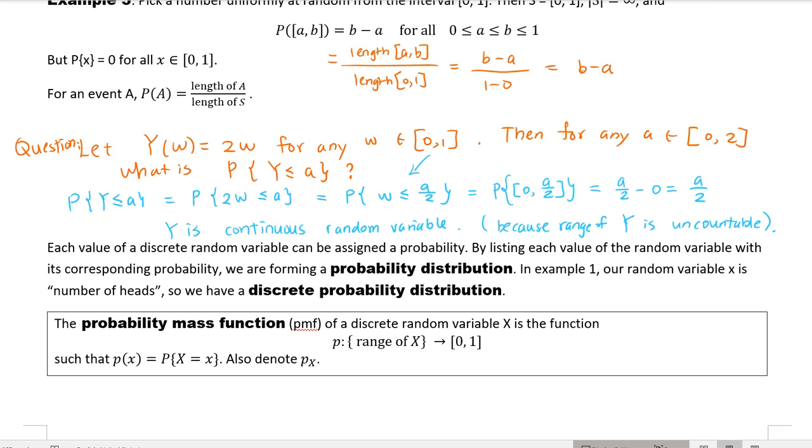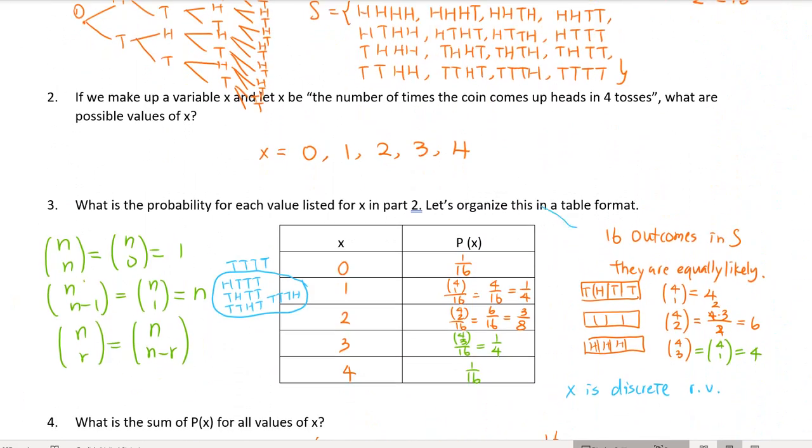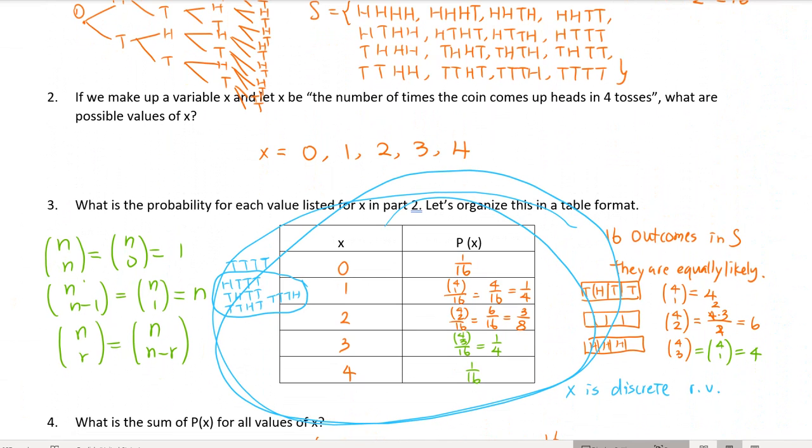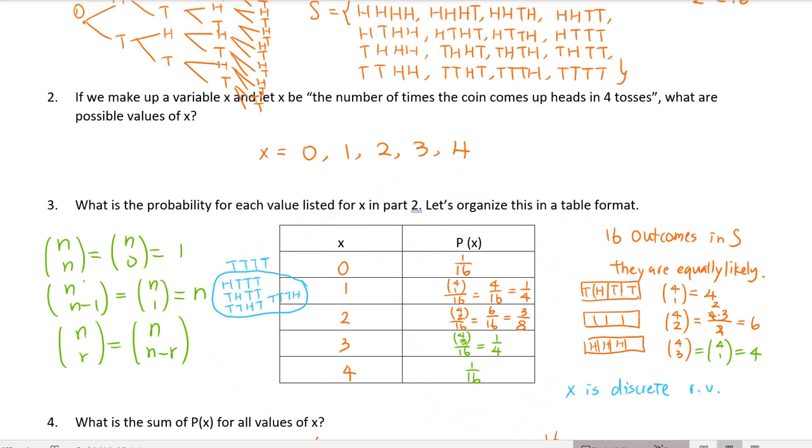Okay, let's continue. Each value of a discrete random variable can be assigned a probability. By listing each value of the random variable with its corresponding probability, we are forming a probability distribution. In example 1, our random variable X is the number of hats, so we have a discrete probability distribution. So in example 1, you see this table. This table is a probability distribution. So we have the x values and we have the probability at that value.